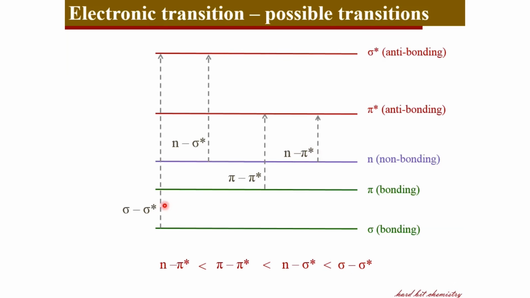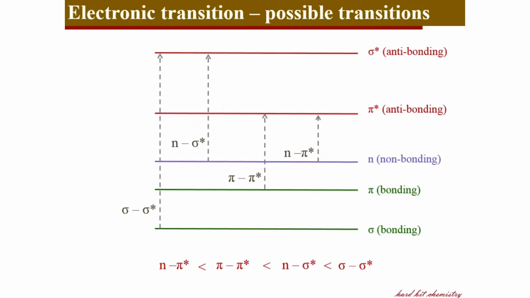Another point worth noting is that the sigma to sigma star transition, the highest energy transition, falls in a very high energy region in the ultraviolet, at very low wavelength, below 100 nanometers. That is why these very high energy transitions are generally not observed under a UV-visible spectrometer, because they fall in the very high UV region. Above that, as this transition is found in every molecule, it is not very informative too. That is why people do not generally focus on the sigma to sigma star transition while studying the electronic spectrum of molecules. Let's now see two examples.